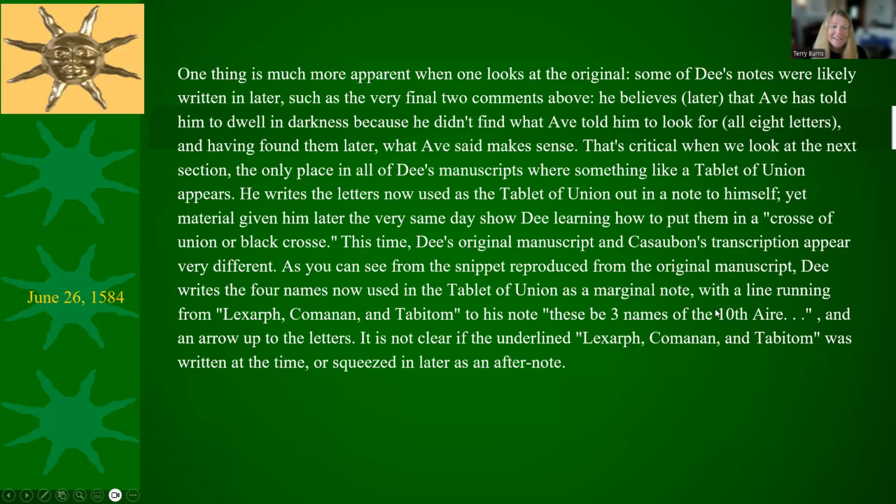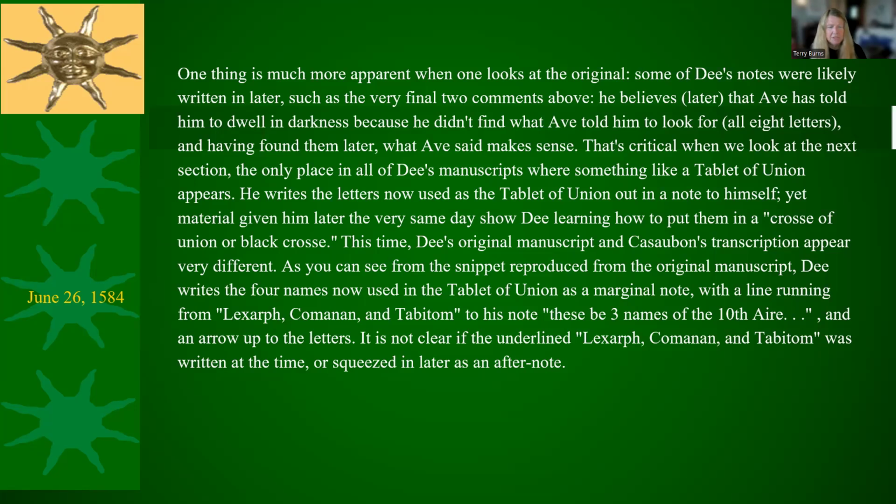One thing that becomes really apparent when you look at the original is that some of Dee's notes are written in later, in a darker ink, and there are comments we'll see where he says Ave has told him to dwell in darkness because he didn't find what Ave told him to look for. Ave is going to tell him to look for all 8 letters. Dee doesn't realize that the 8 letters that Ave is talking about are the 8 letters around the outside of the Great Table of Earth, that is Parawan plus the L.